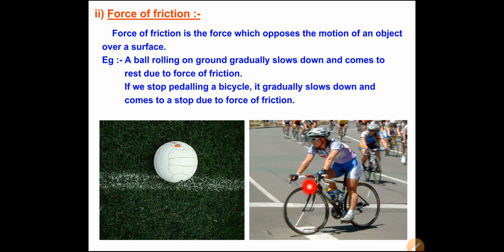And here is the example of a bicycle. Many times when you are riding a bicycle and you stop pedaling, the bicycle becomes slow gradually, and after some time the bicycle stops, just due to the force of friction. So you have to understand that this force of friction opposes the motion of an object, and the force of friction is a good example of contact force.